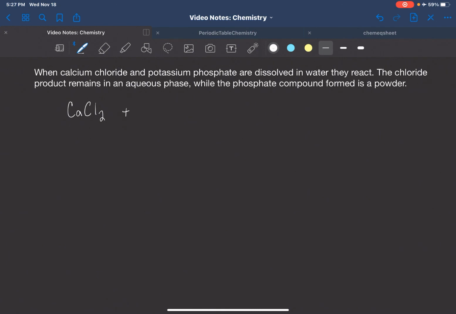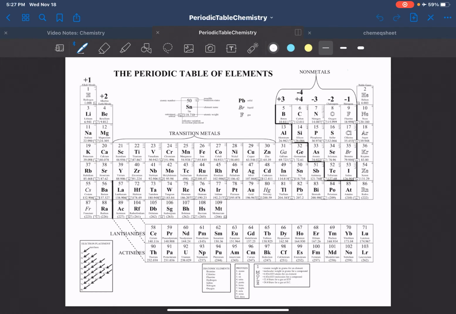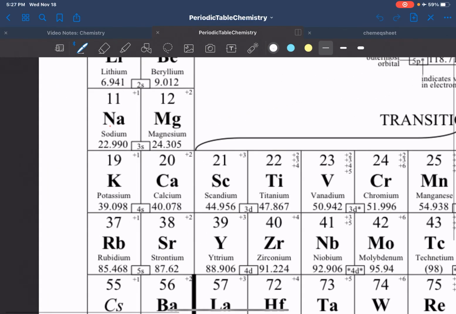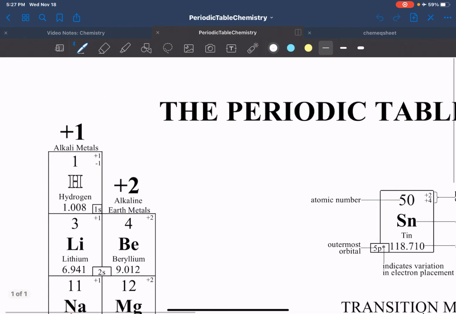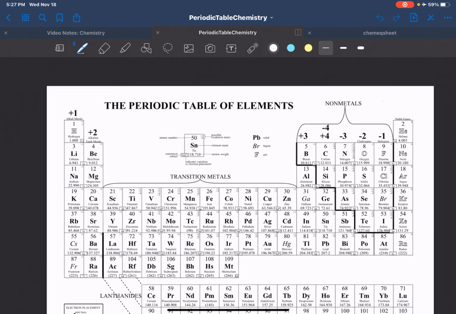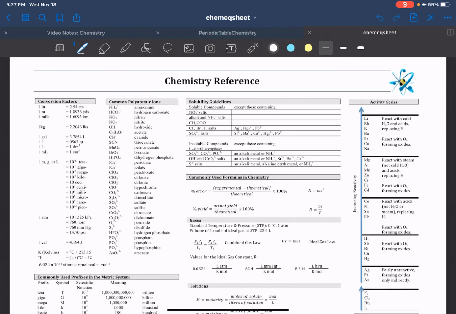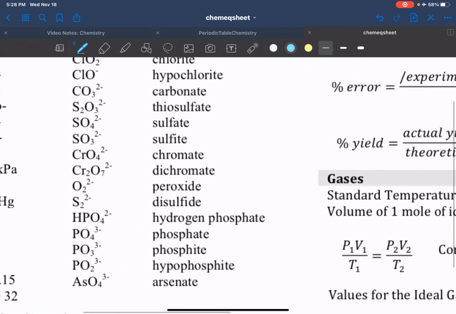And then plus the potassium phosphate. Remember, potassium is a positive, and phosphate is PO4 3-. Until you're sure of all this, you always go back to two things: your periodic table and your reference sheet. On the periodic table, we find where potassium is, move all the way up, and see that potassium has a +1 oxidation charge. Then on our chemical equation sheet, where the polyatomic ions are, we find phosphate. If we zoom in, right there is phosphate, PO4 3-. That's where I got that from.